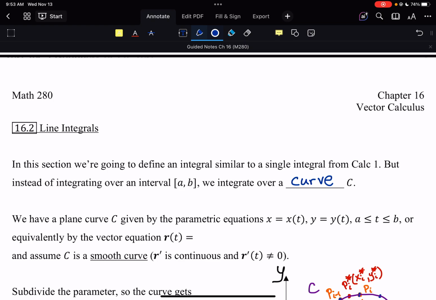We're integrating over curves. So the way that this is set up, we have a plane curve C given by parametric equations x(t), y(t), with t going from a to b, or equivalently by the vector equation r(t) = x(t)i + y(t)j. And assume that C is a smooth curve, so r prime is continuous and not equal to 0.